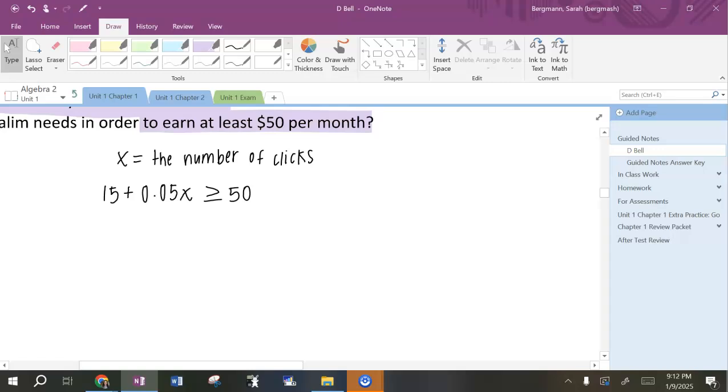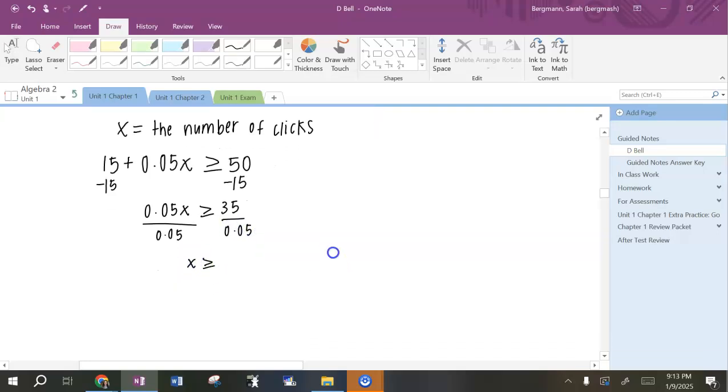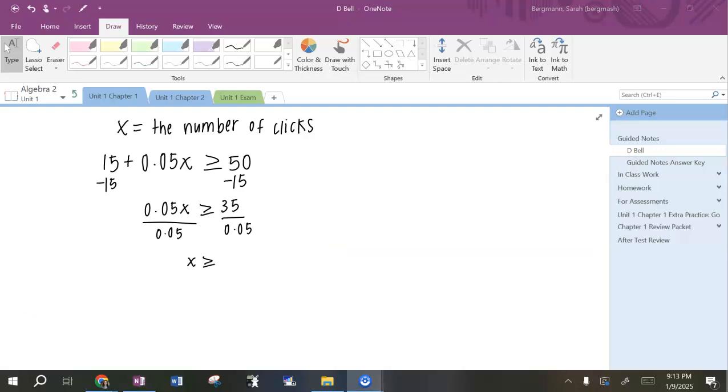Okay, now we're ready to solve. We're going to subtract 15 on both sides. So we get 5 cents times X is greater than or equal to 35. Then you'll divide both sides by 0.05. You're dividing by a positive, so you'll just keep your sign the same. And you get 700 as your answer. So now that X is by itself, you did that next step of solving. Now you're on the A, answer.